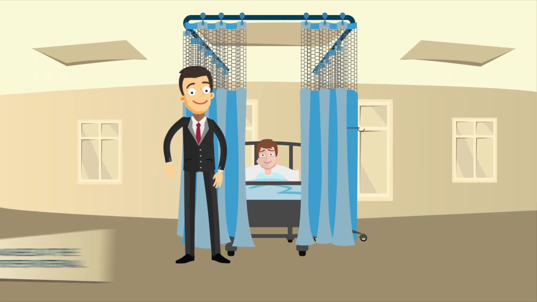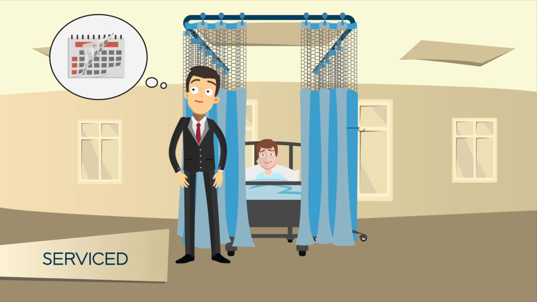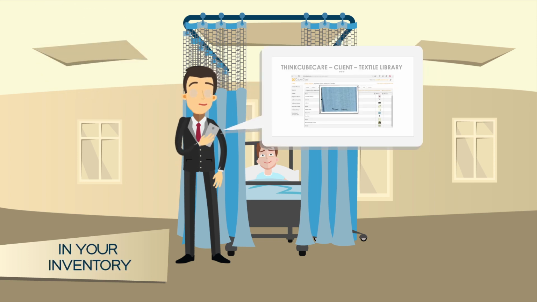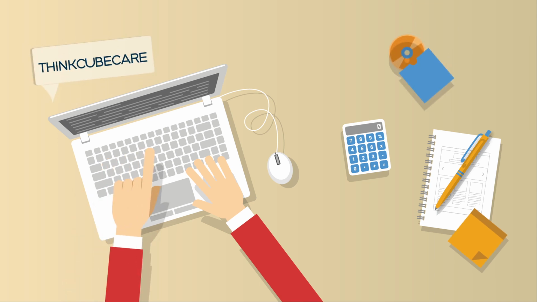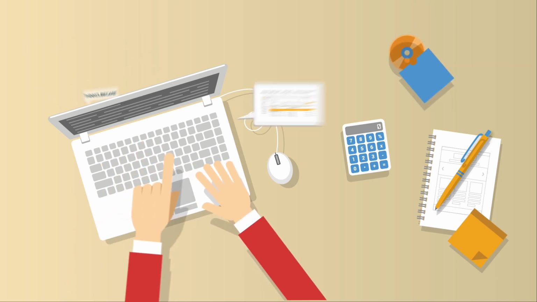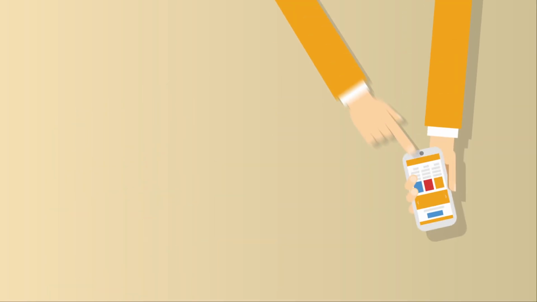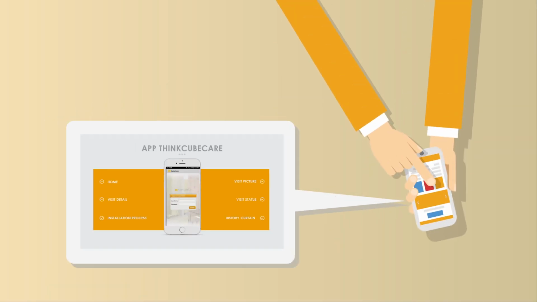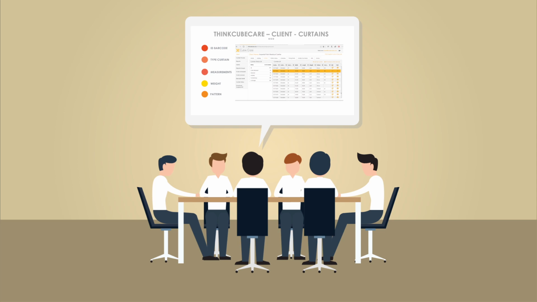How can you prove a curtain has been washed at the proper interval? When does a curtain need to be serviced? Where can you find specific curtains in your inventory? Get the answers quickly and easily with the Think CubeCare web portal and mobile app, where you can generate real-time reports on your entire curtain inventory, on demand from your smartphone or mobile device. Now, when senior management asks for a report on the latest curtain maintenance status, you have the most timely and accurate information literally at your fingertips.